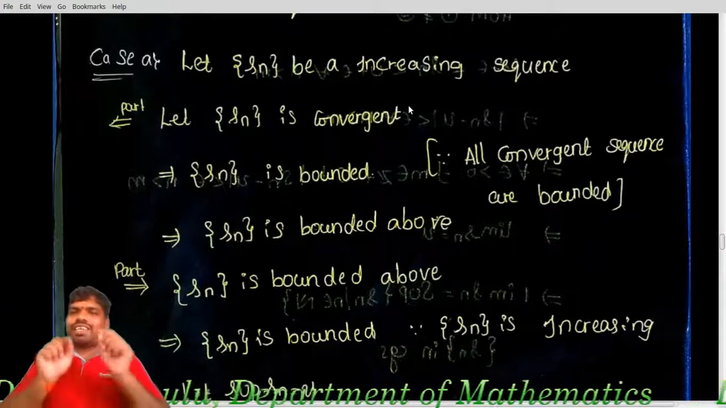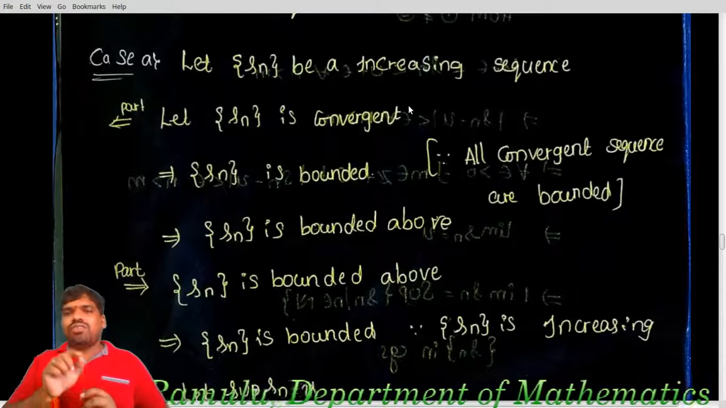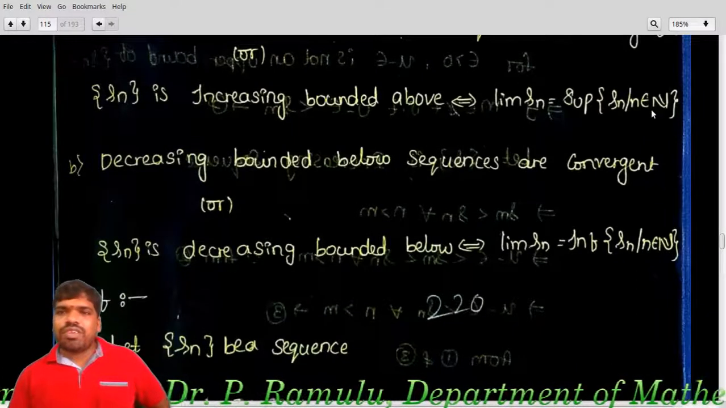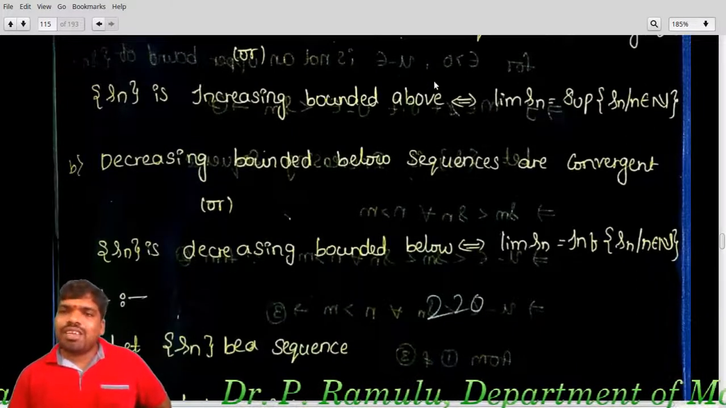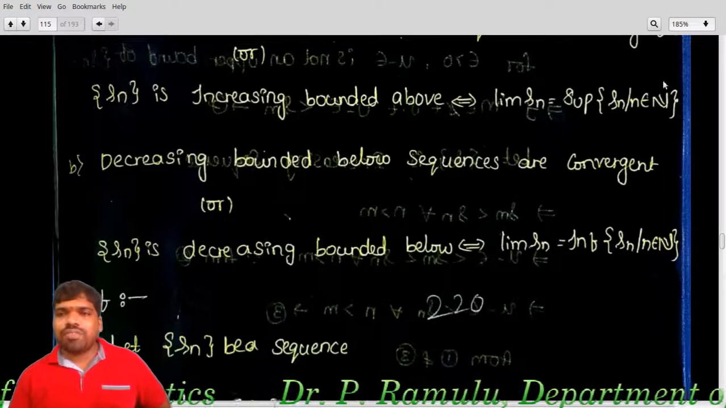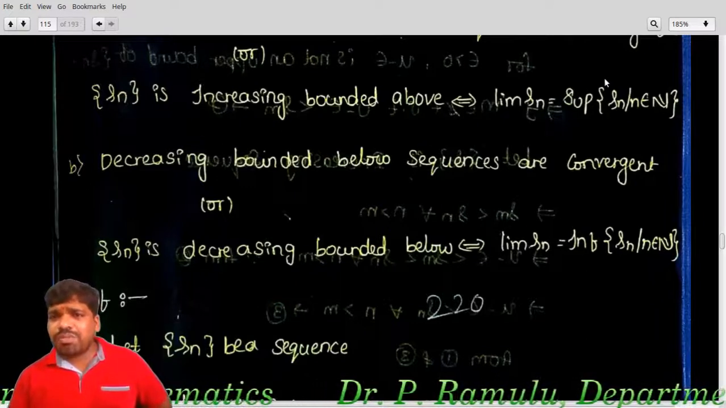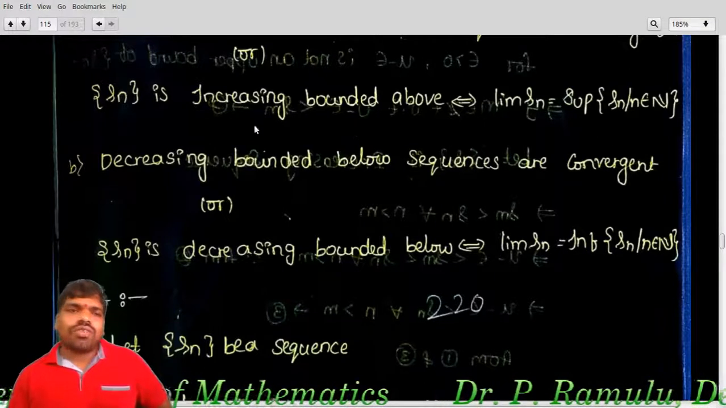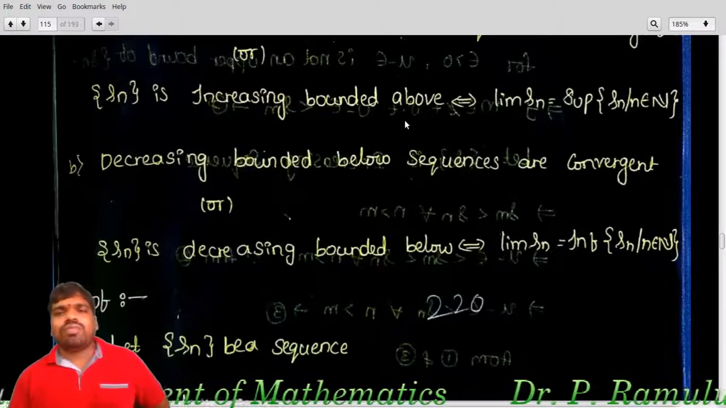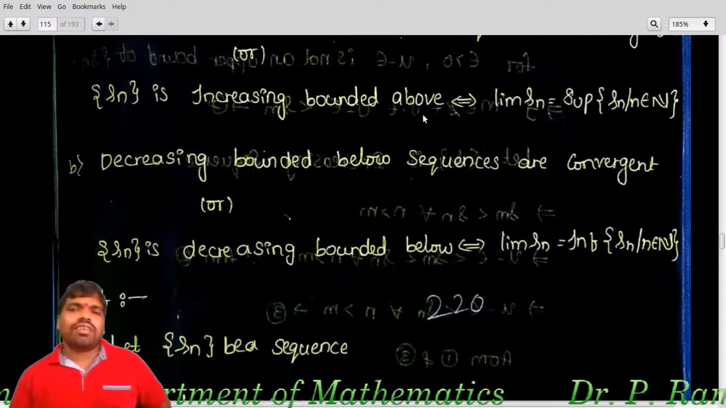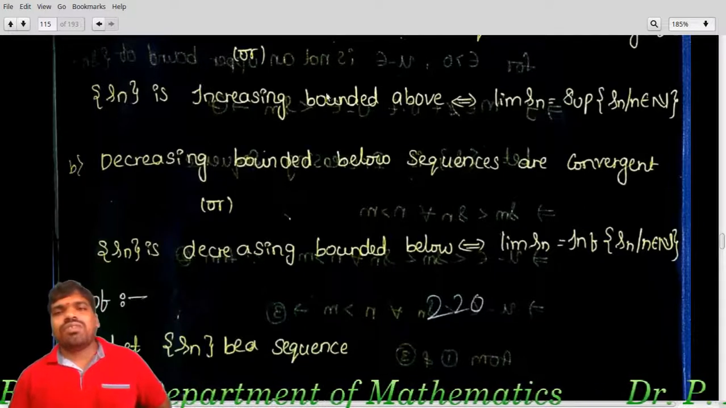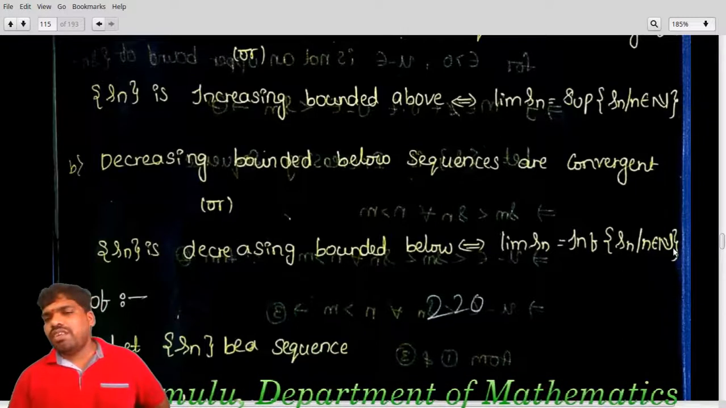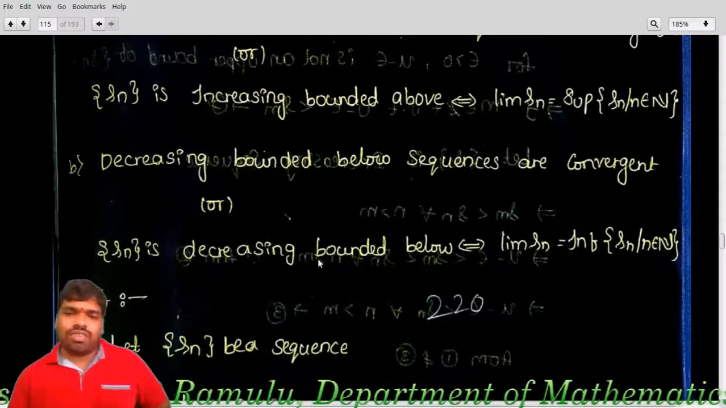Here I am taking only this condition: lim Sn equal to the supremum of Sn. That means lim Sn is equal to the supremum, so Sn converges to this value. I want to show that Sn is a bounded above sequence. Next I want to take this bounded above sequence and show that lim Sn equals this. Similarly here also the same. I will show this, and next I want to show this.